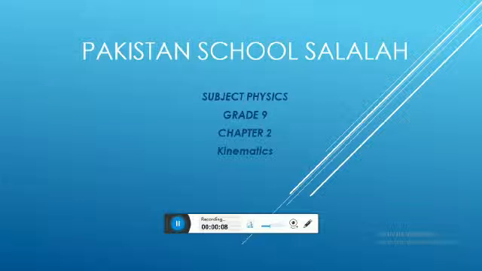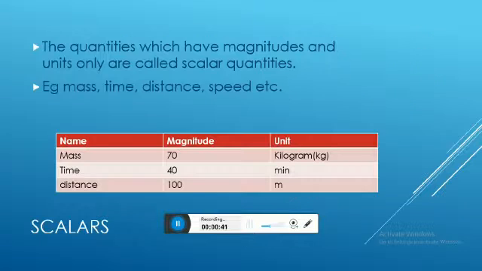As you know, in the last video lecture, we discussed basic concepts regarding kinematics, in which we discussed rest, motion, and later on different types of motion. Now in this lecture, we will discuss scalar quantities, vector quantities, position, and later on displacement and distance of a body. So let's start with scalars.